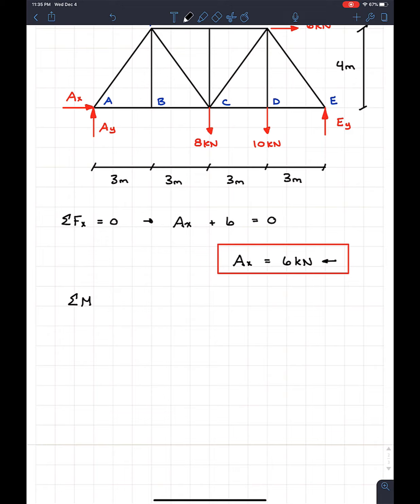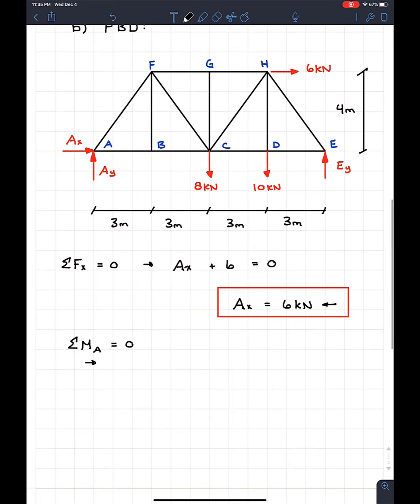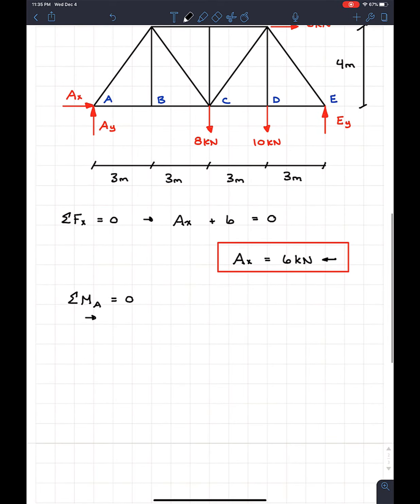So I'm going to go sum of the moments around A is equal to 0. I'm just going to go through, I always want to say beam, but it's a truss. I just go through the truss and find out all my forces. So I got 8 kilonewtons. I'm just going to put 8. It's a distance of 6 meters away, so the 3 plus the 3. And if I look at the rotation, I see it's going to create a clockwise rotation. So therefore, this is negative 8 times 6. So we're good. We move on to the next one.